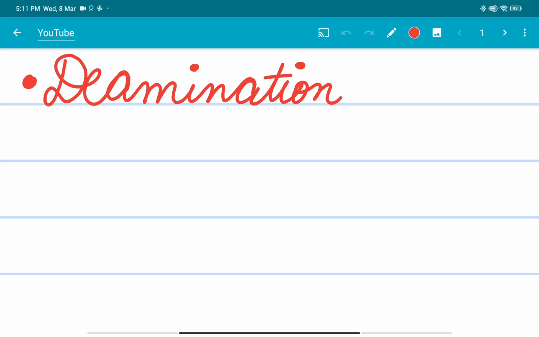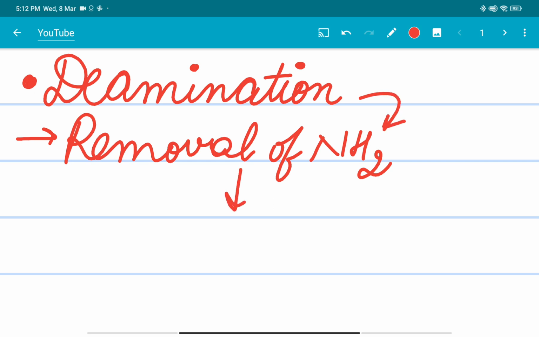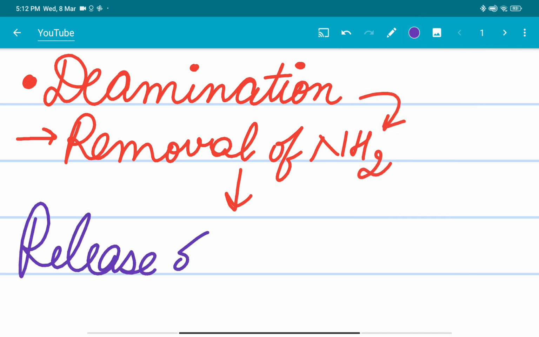In the previous video, we were discussing the general aspects of amino acid metabolism and we discussed transamination. In this video, we will discuss deamination. Deamination refers to the removal of the amino group from the amino acid. In transamination, there is just the shifting of the amino group, whereas in deamination, there is a removal of the amino group, which will lead to the release of ammonia for urea synthesis.